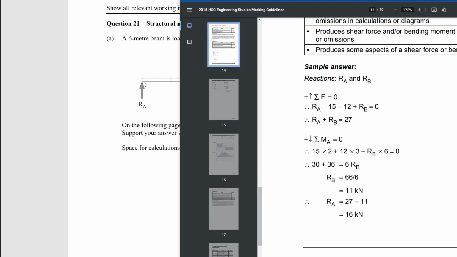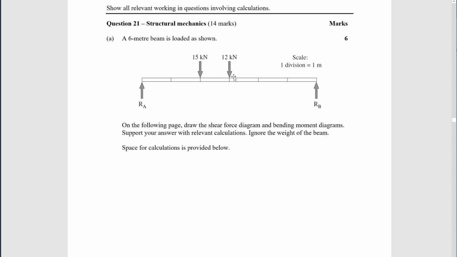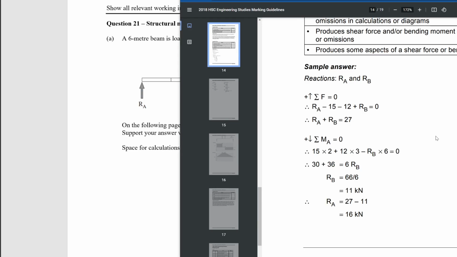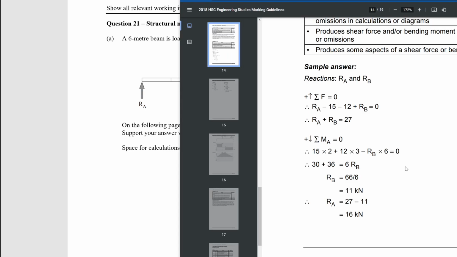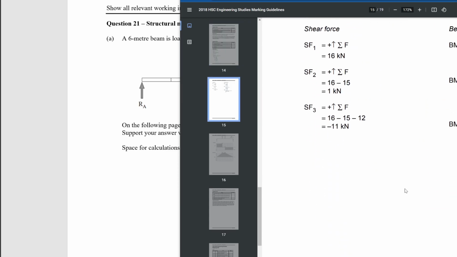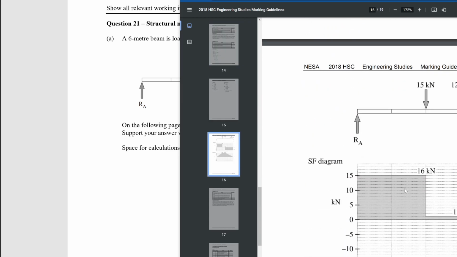So if we take moments about A, what we get is 15 times 2, and that's going clockwise. They've established, well, they haven't really, I guess they're establishing clockwise as positive, plus 12 times 3, and then minus RB times 6. And that gives us these answers. 66 divided by 6 gives us RB equals 11. If RB equals 11, we know they have to equal 26 total, so that means RA is 16. So I would just do that graphically.